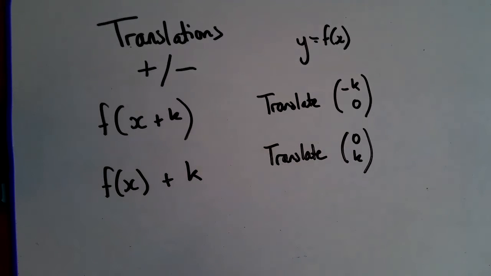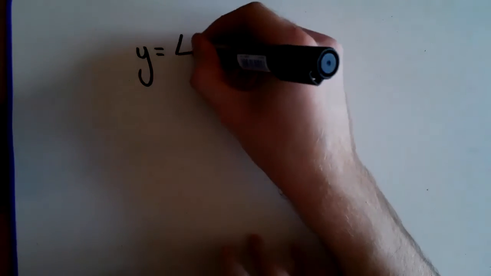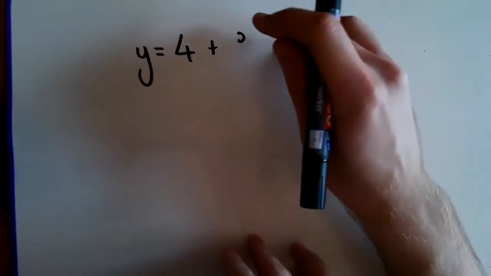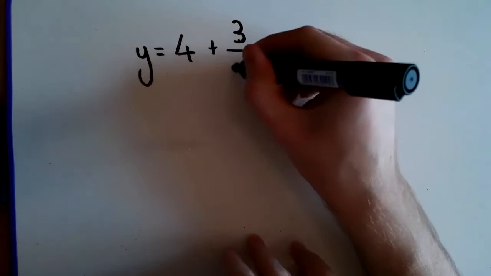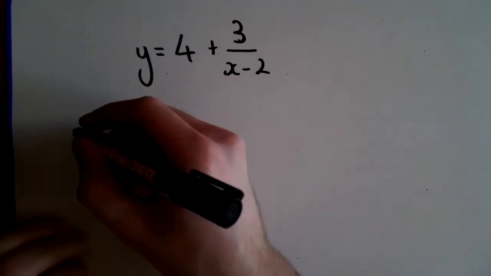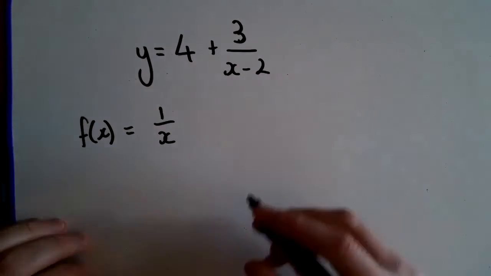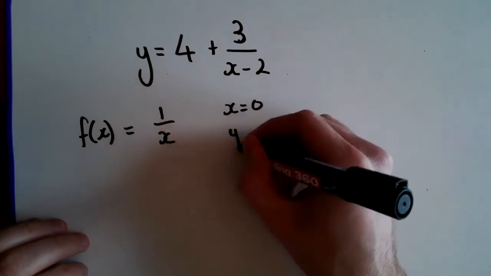You realize by now, hopefully, that taking away a number is the same as adding a negative number. Okay, and the trickiest things you can get with these are stuff with maybe asymptotes. So you might get y equals 4 plus 3 over x minus 2, and they might ask you either to sketch it or find the asymptotes. Well, if we start off by thinking of f of x as just 1 over x, then we know the asymptotes are x equals 0, y equals 0.